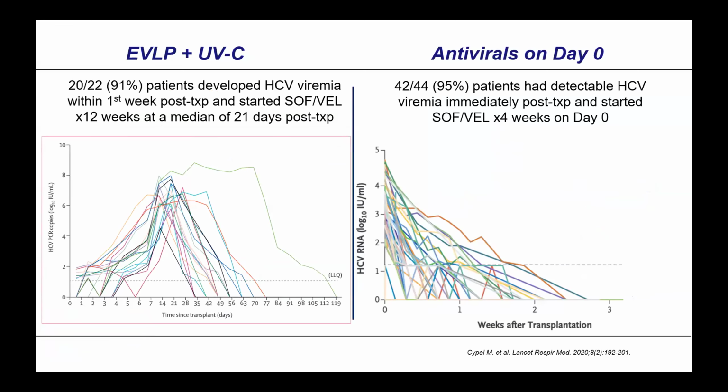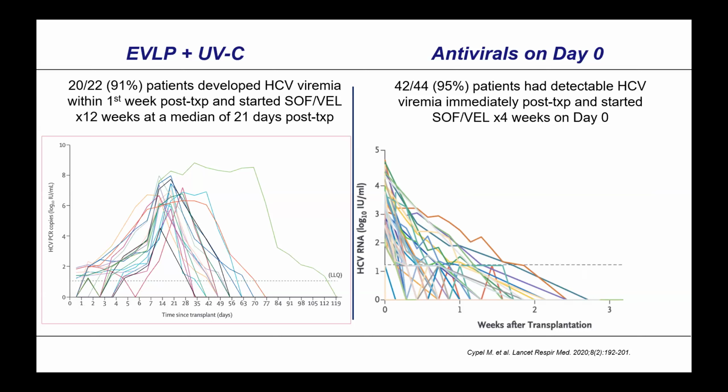Then EVLP would be wonderful, because if we could reduce the viral burden that we're transmitting to our recipients, then this would allow us to be able to treat more of our recipients for shorter courses and also not worry about as much. And perhaps we could prevent transmission to our recipients. However, that was not the case. So the panel on the left is the EVLP plus UVC arm, and the panel on the right is our cohort of just using antivirals beginning on day 0.